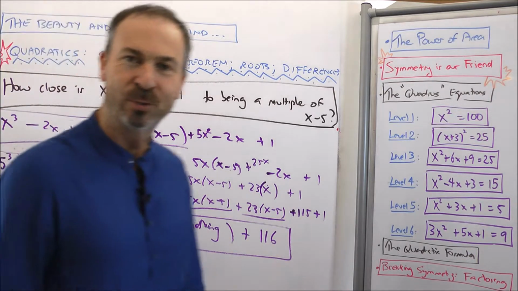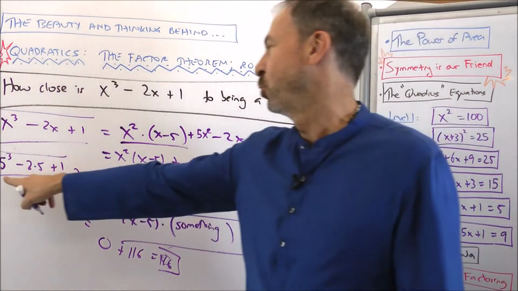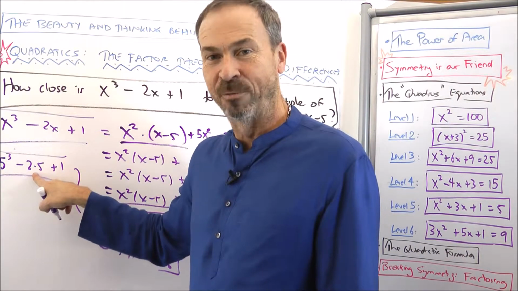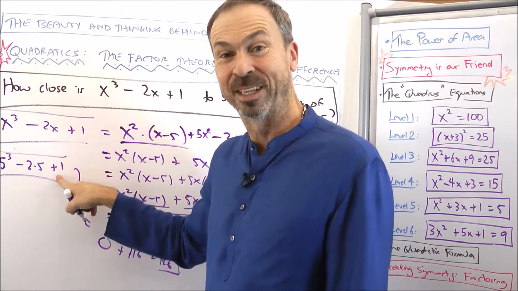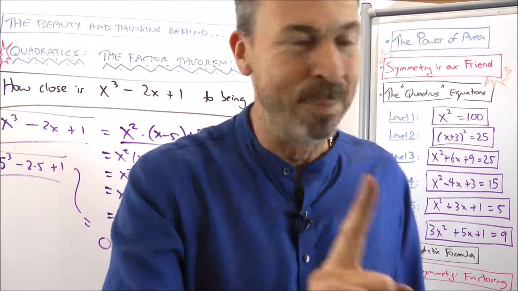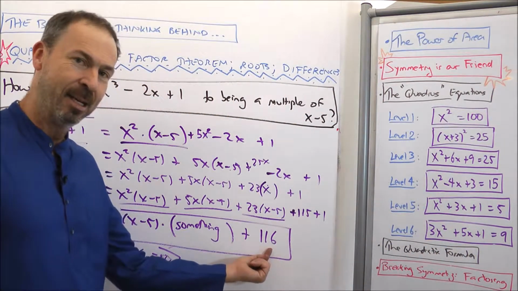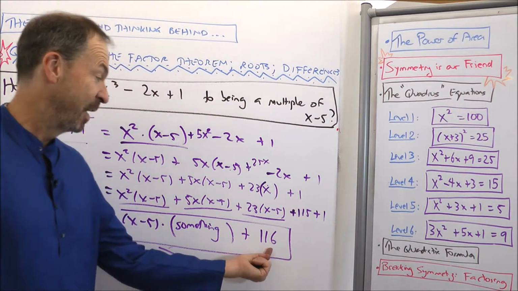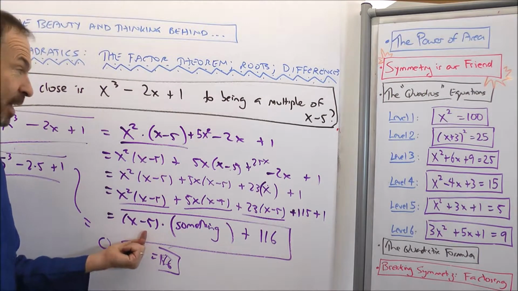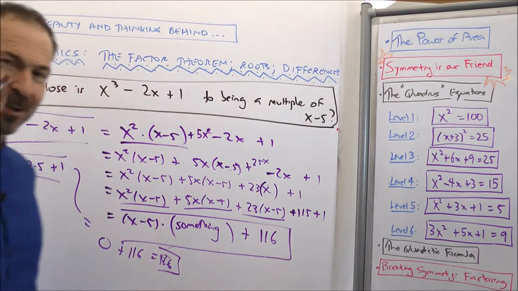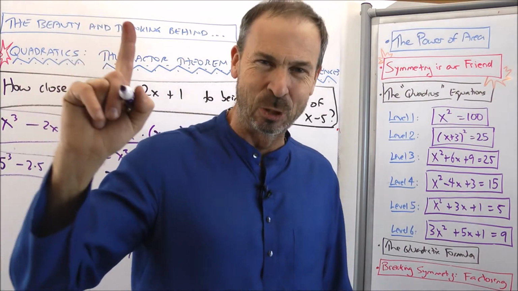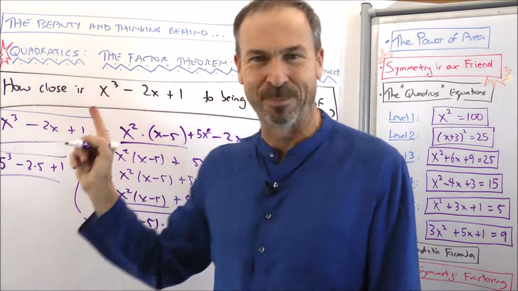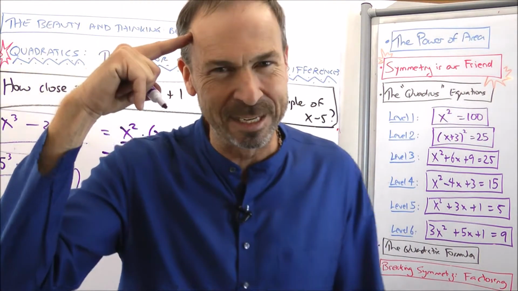I think that's true. In fact, it is true. 125, take away 10, 115, plus 1 is 116. So the number you get here at the end is what happened if you actually put in 5 into this formula. All right, so the remainder's got something to do with the value of the expression at a particular number. All right, something's starting to click here.